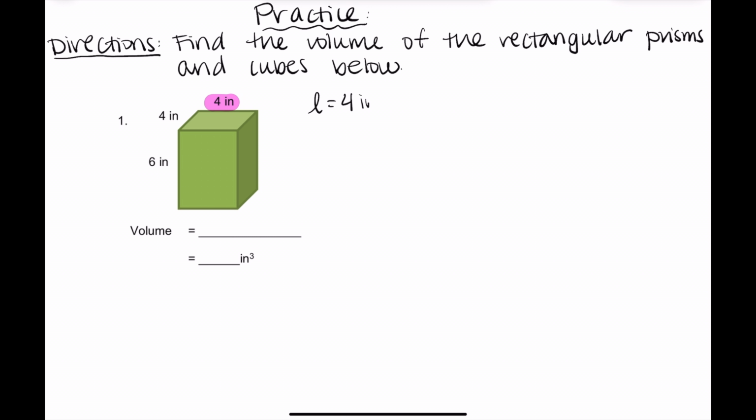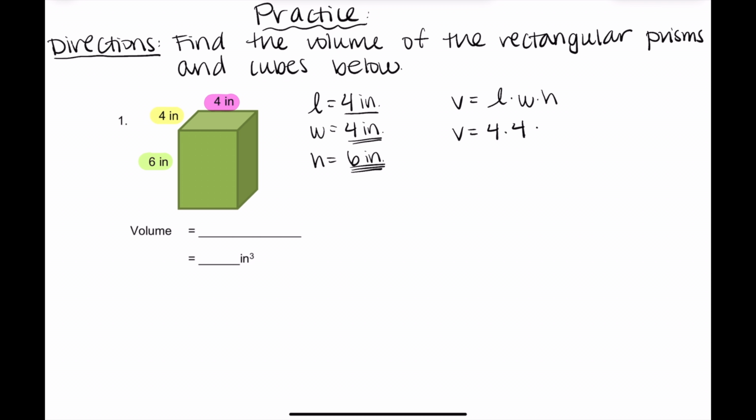So now that we have our shape, let's write out what the length, width, and height are. The length of our shape is 4 inches. Our width is 4 inches as well. And the height of our rectangular prism is 6 inches. So the volume of a rectangular prism, remember, is length times width times height. So we will do that. We know that the length is 4, so we will have 4 times 4 times 6, right, when we substitute everything in.